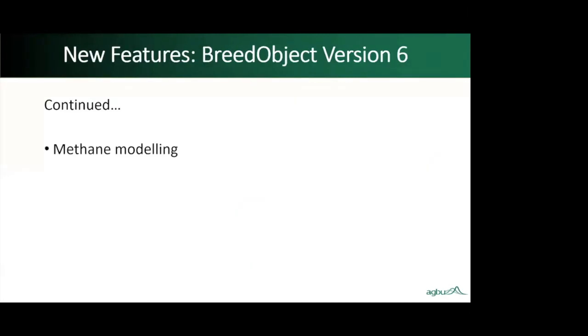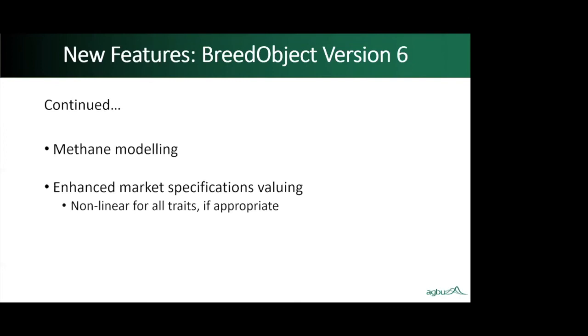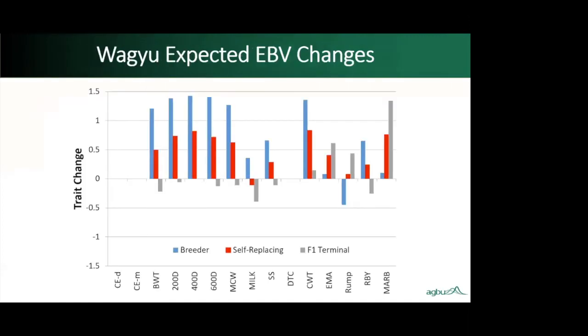Other developments in BreedObject, which I haven't had the time today to expand on, include building on those developments around feed costing to include methane modelling. We've also enhanced our market specifications to allow all traits to have non-linear economic values if that is appropriate. The Australian Wagyu Association, in its International Wagyu Evaluation, has utilised the developments around feed costings and the non-linearity of carcass specifications to develop indexes for different purposes within its breed. These are the breeder index, the self-replacing index and the F1 terminal index, and these three indexes have different purposes and consequently they have different responses in the traits.